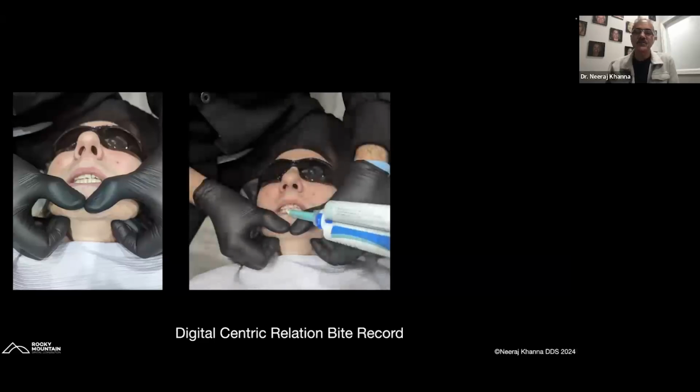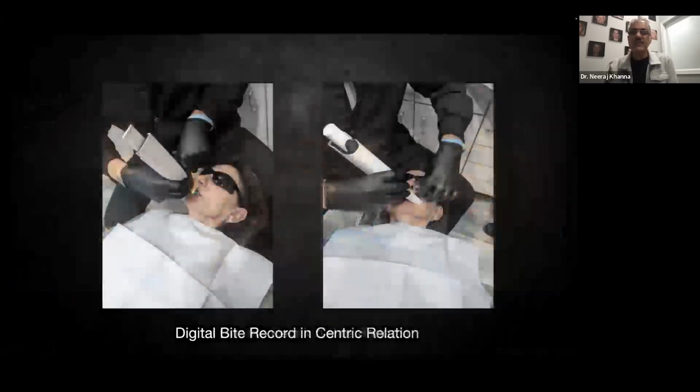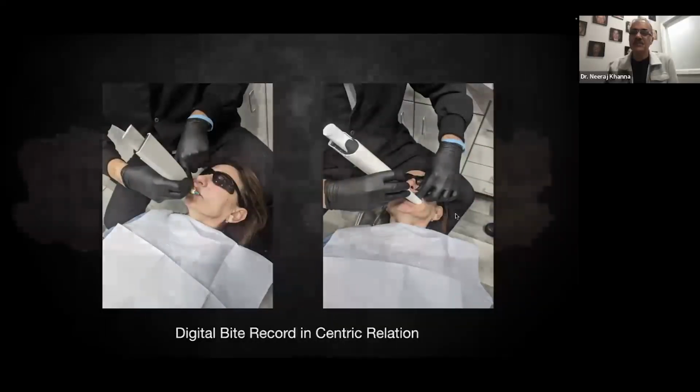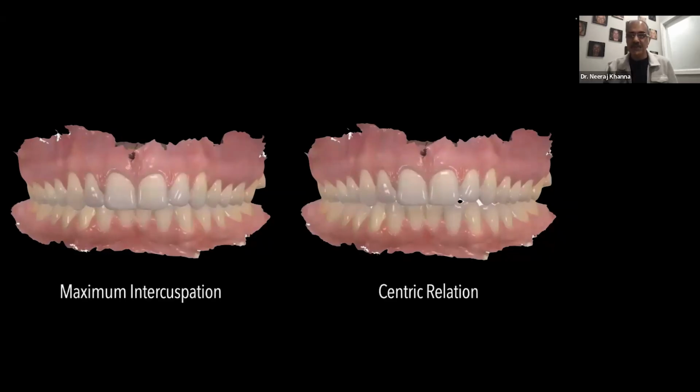And so what we're going to do is we're going to use bimanual manipulation, take some bite registration material in the anterior section, load the joints until the first point of contact occurs, allow that material to set, and then we scan our centric bite record with a digital scanner. And so basically, this is what it could look like in the digital world. And you can see the image on your left and the right look extremely similar, but there is a difference between the two. That's maximum intercuspation on your left. That is centric relation on the right.